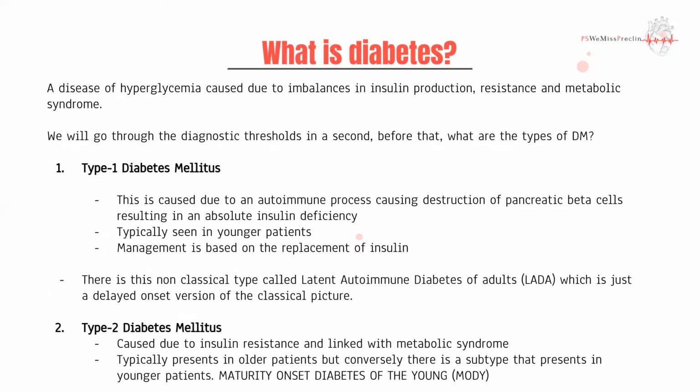Now, there's a non-classical type called latent autoimmune diabetes of adults, called LADA, and it's relatively rare. About 5 to 10% of diabetics have LADA. And what it basically is, is the same picture, except it presents in adults. The reason for this, or what they suspect, is that patients with LADA have the same kind of genetic predispositions and risk factors. However, the trigger for that onset is often present in adulthood and doesn't happen until that stage.